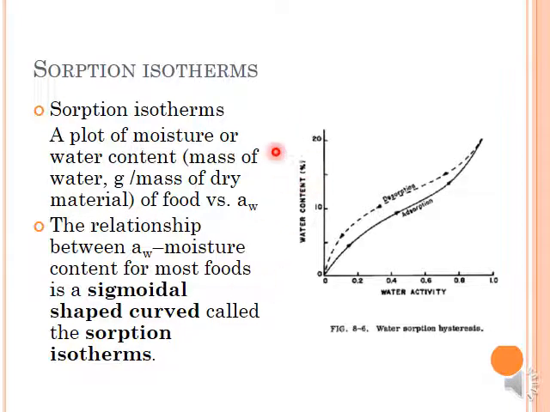So what does water content mean? Let's say you get a food, you press the food, and you get the juice out. For example, you get one orange fruit, and then you press to get the juice out. So the juice extracted out of the orange is the water content of that particular fruit. Water activity is a different thing, based on the definition in the previous slide. So the relationship between water content and water activity is sigmoidal or curve shape, and this is what we call sorption isotherm.